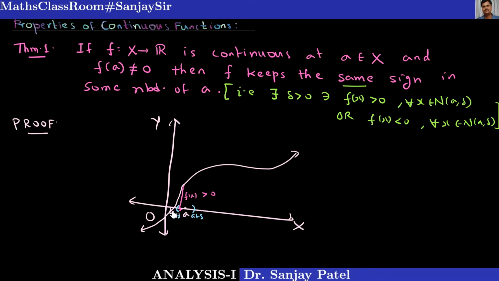And this is true because the function value is not 0. Same way, if you have point a here and the function value f of a is negative, then in a small neighborhood of the point a, if you take any x, the function remains negative. So this is the graph of the function y equal to f of x, and we can understand this theorem diagrammatically like this. Let us prove it mathematically.